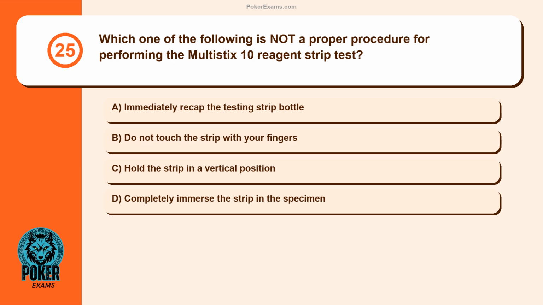Question 25. Which one of the following is not a proper procedure for performing the Multistix 10 reagent strip test? Immediately recap the testing strip bottle. Do not touch the strip with your fingers. Hold the strip in a vertical position. Completely immerse the strip in the specimen.